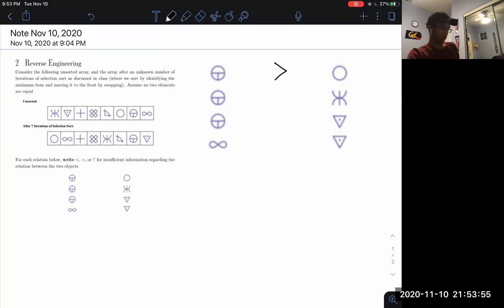Okay. For this next one, we have the pizza again compared to, I don't know, this thing with 2 semicircles and a line going through it.